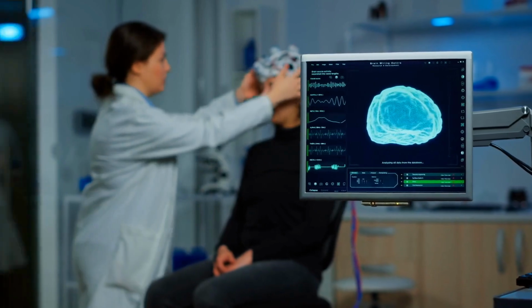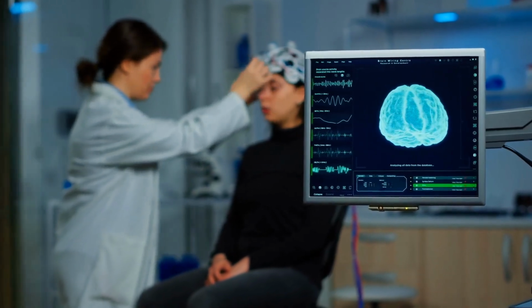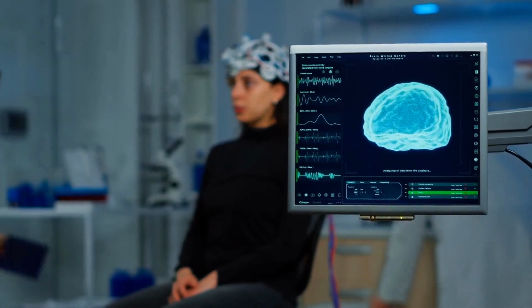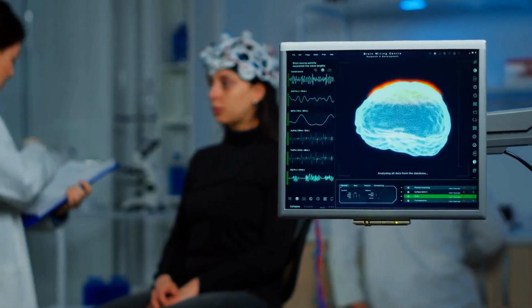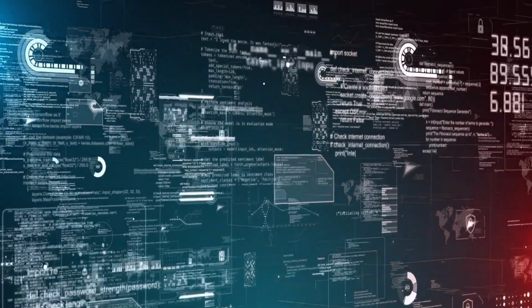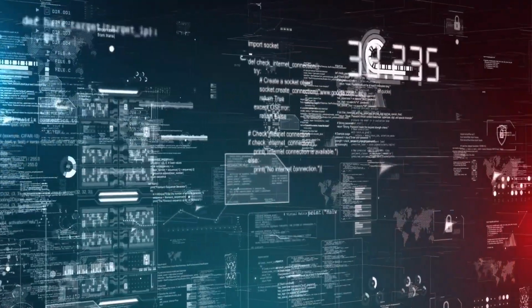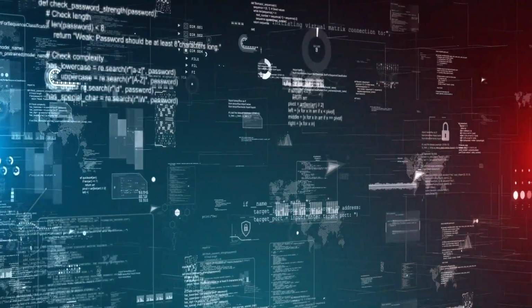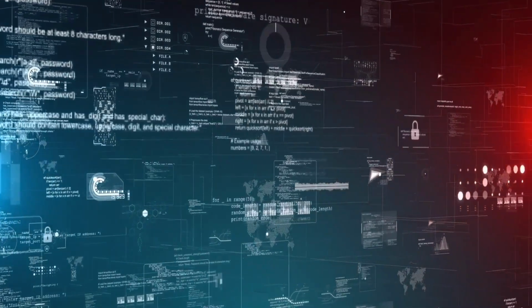Ethical considerations and the responsible use of machine learning will become increasingly important as these technologies become more pervasive. Ensuring fairness, transparency, and accountability in machine learning systems will be crucial to addressing biases and maintaining public trust.